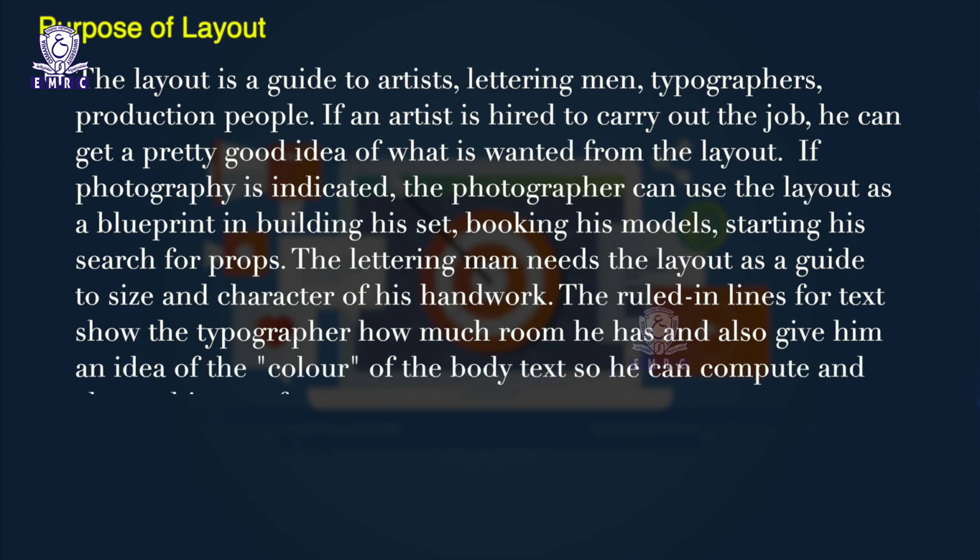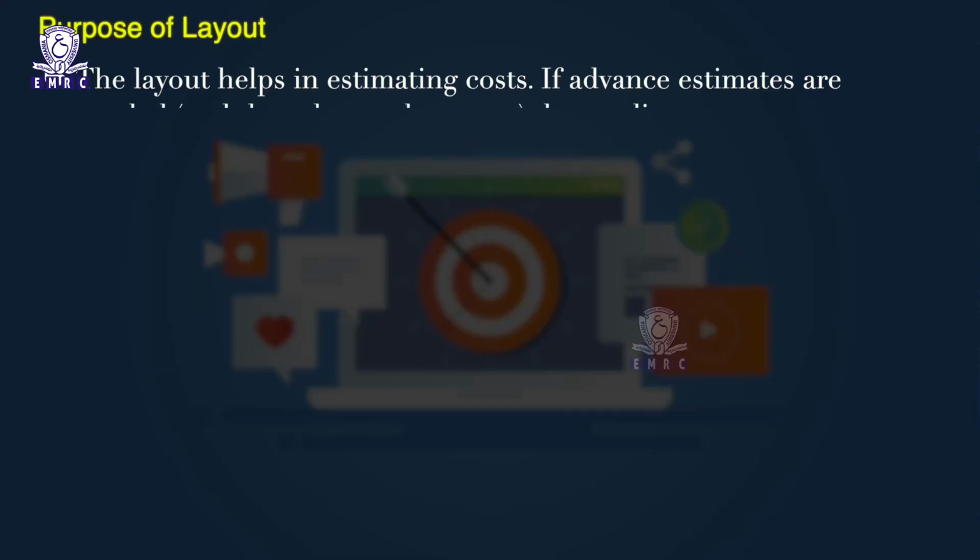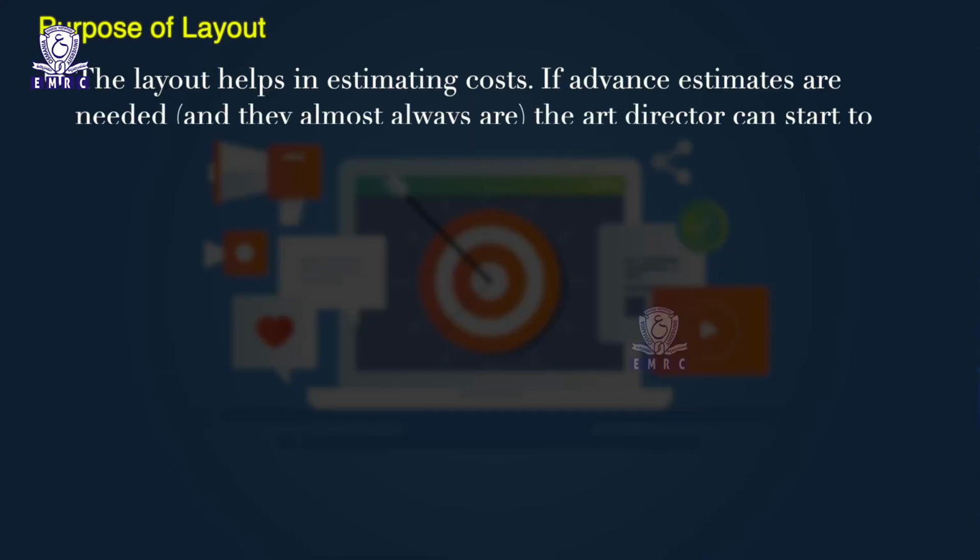The ruled in lines for text show the typographer how much room he has and also give him an idea of the color of the body text so he can compute and choose his typefaces. The production man can judge whether it will be possible to finish up the art director's dream in the time allotted. 5. The layout helps in estimating costs.